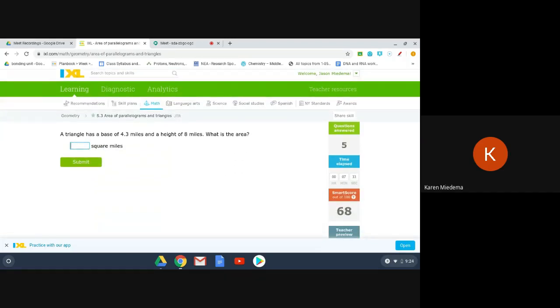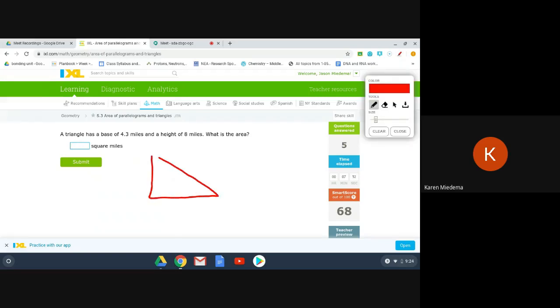Okay, now we lost our picture here. Anytime that you don't have a picture, I highly recommend that you draw one. It says a triangle has a base of 4.3 miles and a height of 8 miles. What is the area? So the easiest way to draw a triangle is to just draw it as a right triangle. A base meaning the bottom, so that's 4.3, and a height of 8. My triangle is not drawn to scale, but it doesn't matter.